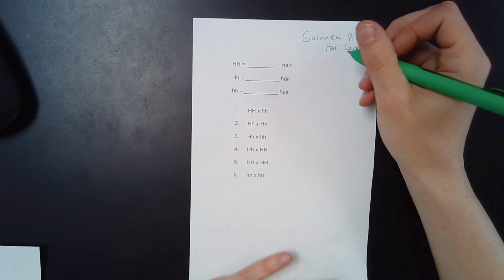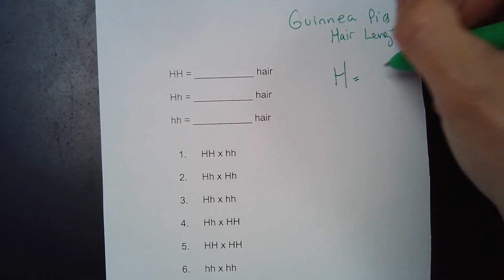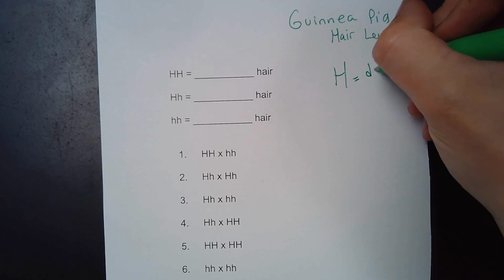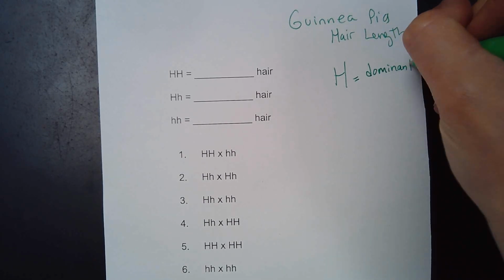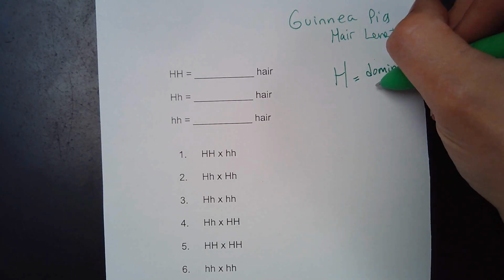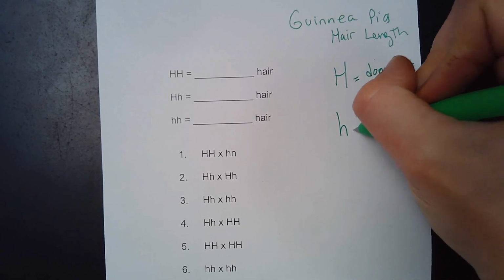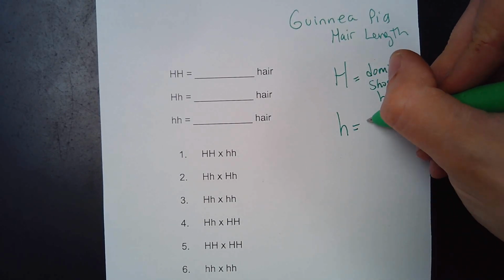And we have 2 different alleles for hair. We have a capital H, which is the dominant gene, and it's a completely dominant, completely recessive trait, where the dominant gene makes them have short hair. And the recessive gene makes them have long hair.